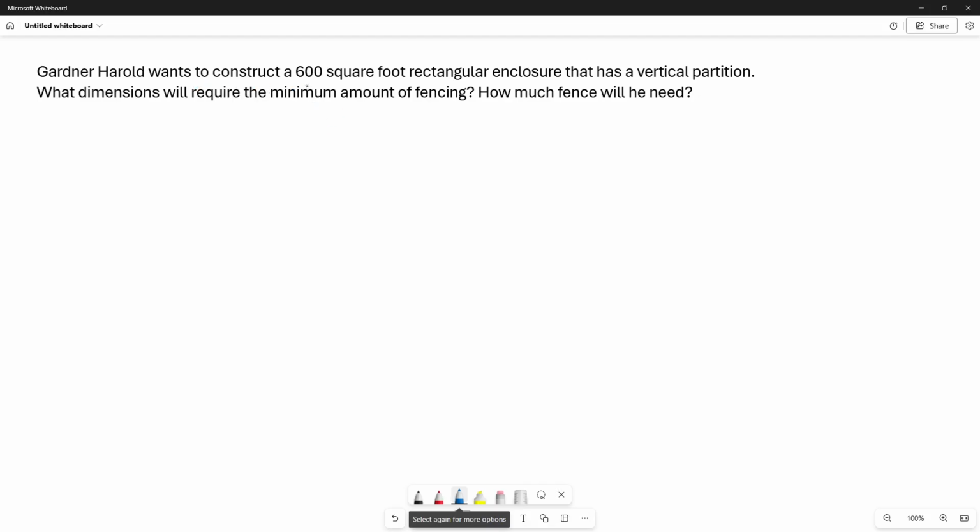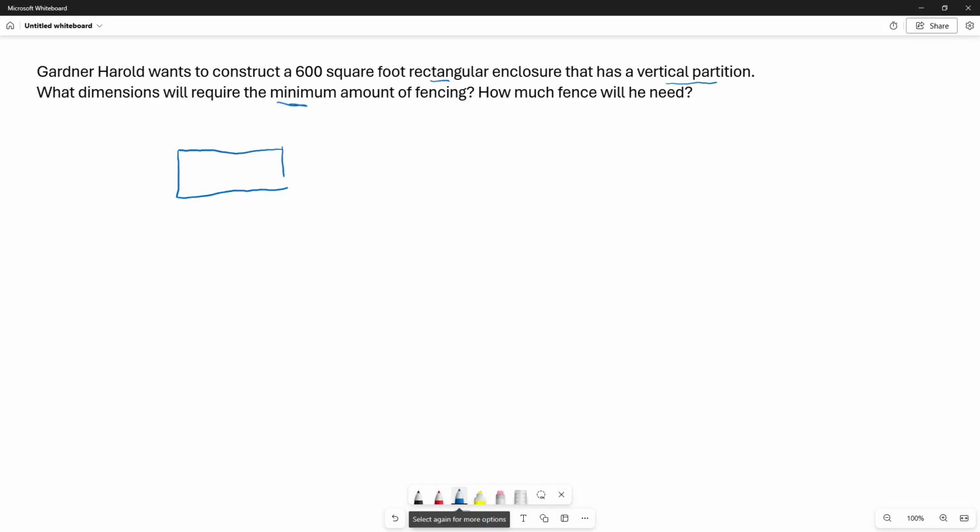Gardner Harold wants to construct a 600 square foot rectangular enclosure that has a vertical partition. What dimensions will require the minimum amount of fencing, and how much fence would that be? So let's make a sketch of the enclosure.